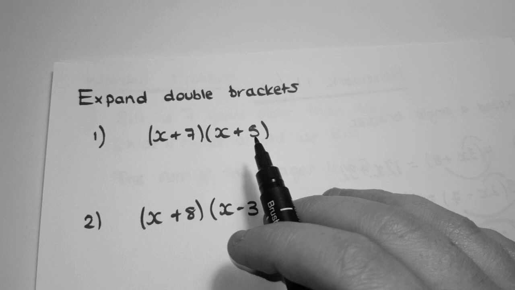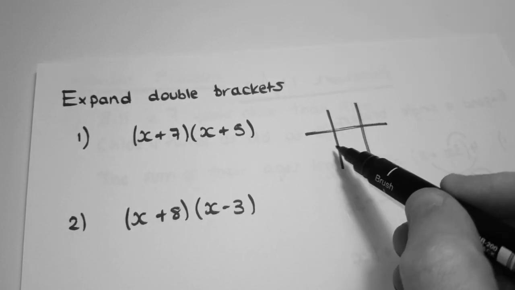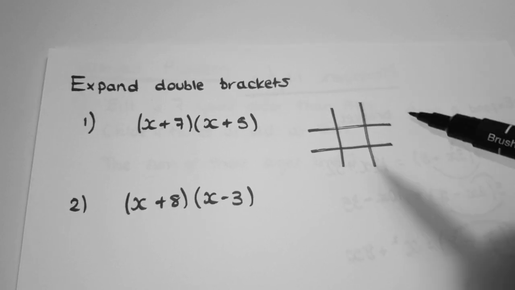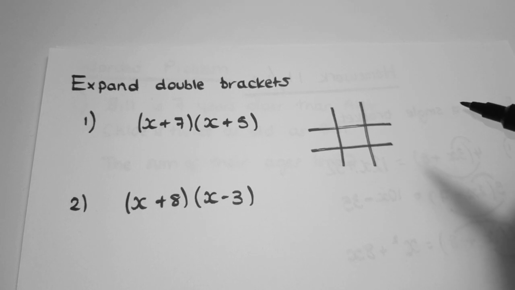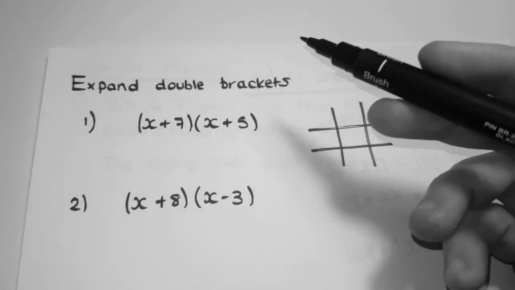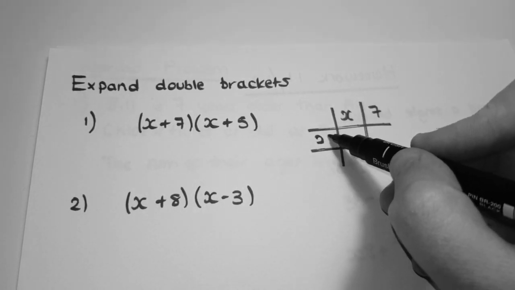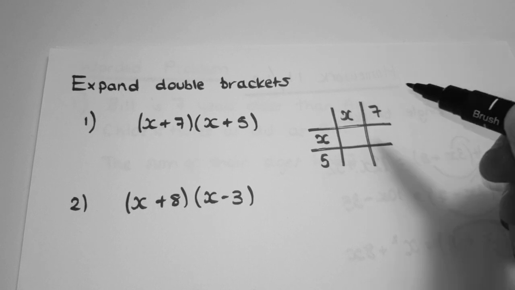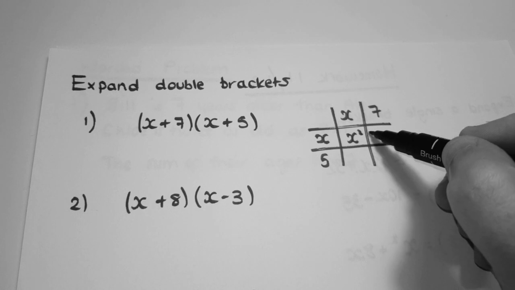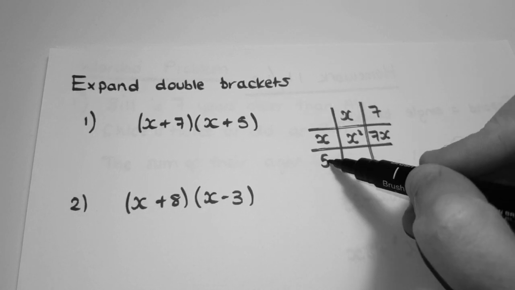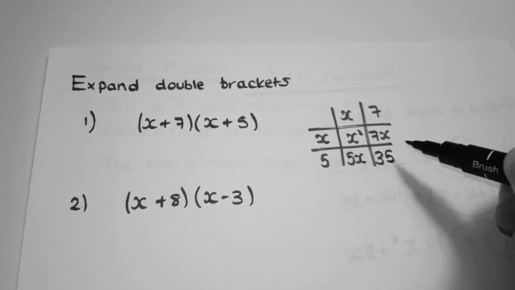Now, a double bracket is easiest done with a noughts and crosses grid. Okay, there's a good chance of you not making any mistakes, not missing any terms if you use the grid. Okay, if you're happy with FOIL that you learnt at GCSE, stick with FOIL. So, first bracket goes along the top, x and a positive 7. Second bracket goes down the side, x and a positive 5. So if we multiply these out, x times x gives me x squared. X times 7 gives me 7x. X times 5 gives me 5x. And 7 times 5 gives me 35.